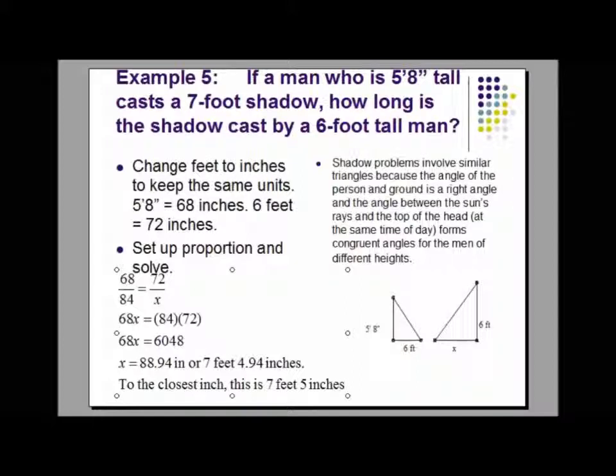And what we've done is we've set up a proportion. The height of the man over the height of his shadow equals the height of the second man over the length of his shadow. This is 68 over 84 equals 72 over x. Cross multiplying gives us 68x equals 84 times 72. Dividing both sides by 68 gives 88.94 inches. 7 feet is 84 inches, therefore the length is 7 feet 4.94 inches, or to the closest inch, this is 7 feet 5 inches.